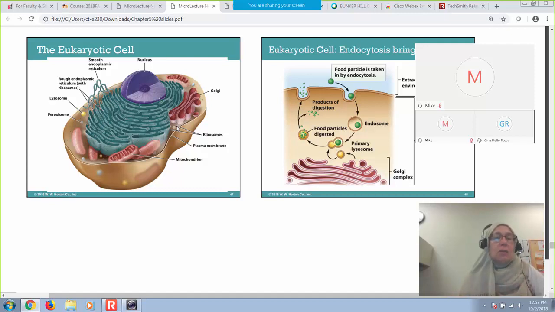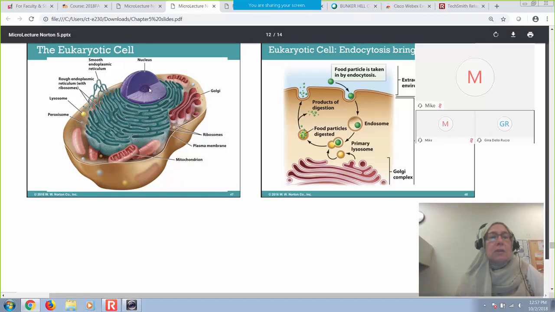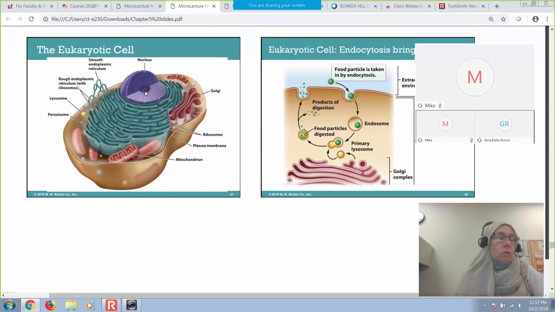So ribosomes are organelles found in every living thing. Bacteria have them, even though they don't have internal membrane-bound compartments. They have ribosomes. And then the nucleus is where the genetic material in eukaryotic organisms in general is found.